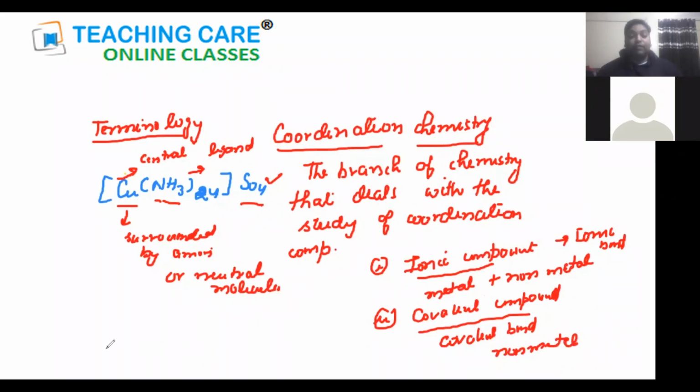Now, when we talk about the coordination compound, it is a combination of both things. In a coordination compound, ionic bonds are also present, and covalent bonds are also present. So both bonds are present in the case of a coordination compound. Got it?